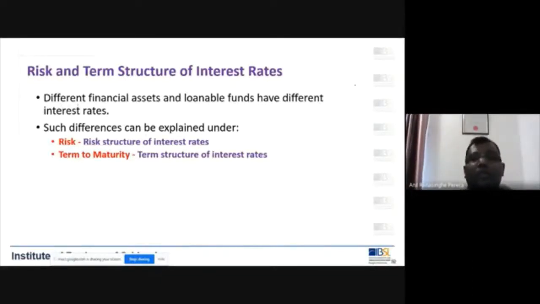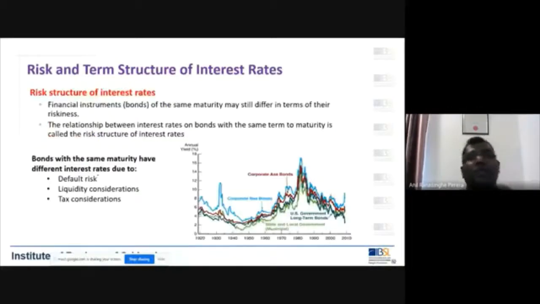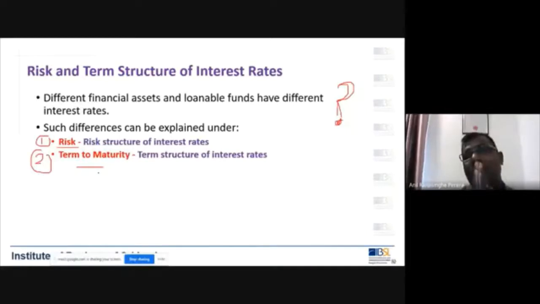Now, we can ask the question: why are there different interest rates in the economy? The answer can be given by focusing on two aspects. Interest rates differ in the economy due to two major reasons. One, the risk. Second, term to maturity. So this is simply the maturity. So risk and the term to maturity are the main reasons for different interest rates in the economy.